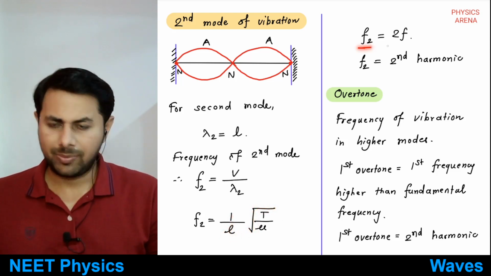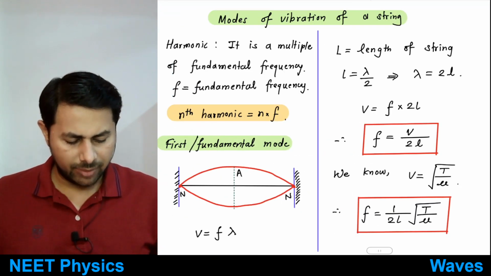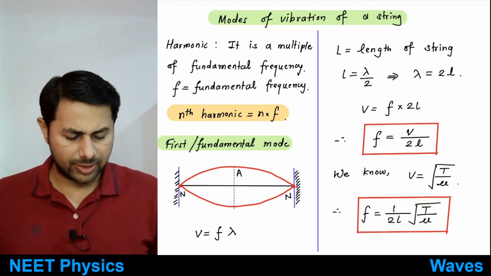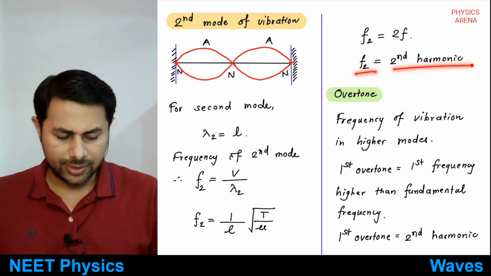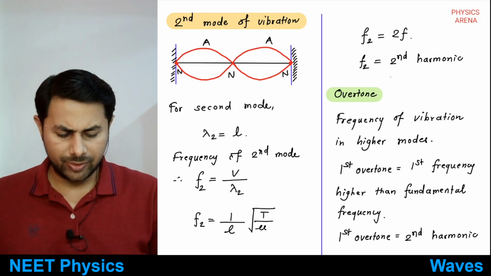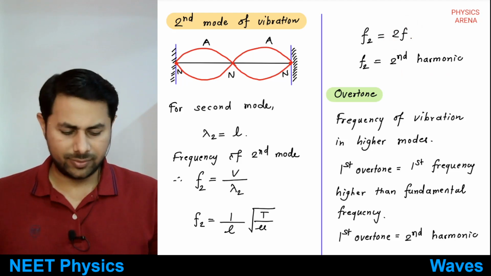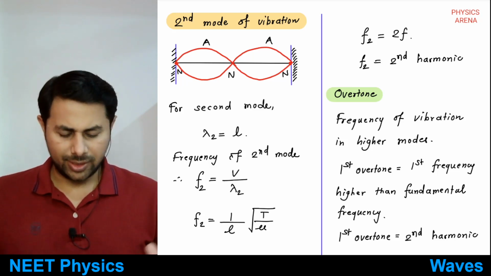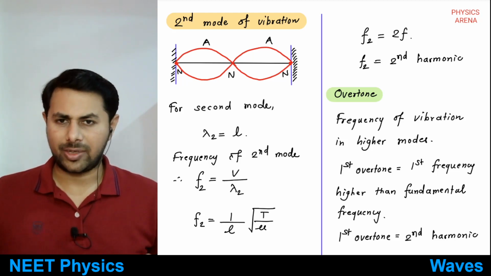Okay, and this f2 is just equal to 2 times f, because what is f? Frequency of the fundamental mode, it is 1 upon 2L square root of T by mu. Okay, this is the frequency of the fundamental mode, right? So this f2 is the second harmonic, because it is just equal to 2 times the fundamental frequency. This thing is clear, everyone?